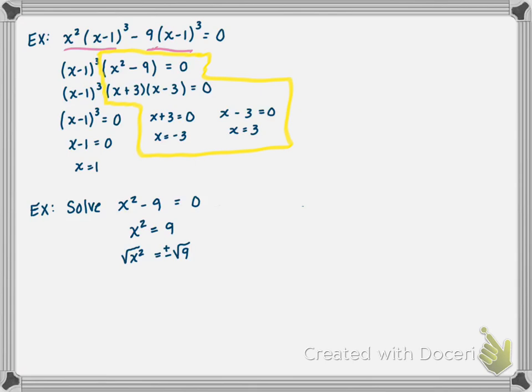So that's one thing you have to be careful of when you take the square root. You always get both of them when you solve by factoring, right? Because you end up with those two factors. But when you take the square root, you have to make sure that you want the positive and negative square root of 9. So this is x equals plus or minus 3. And that plus or minus sign is just another way of writing this. Oops.